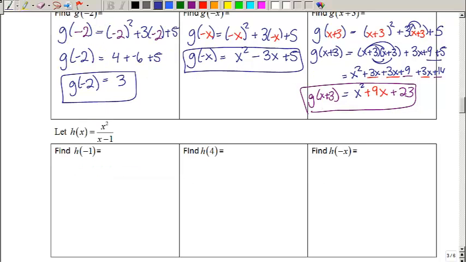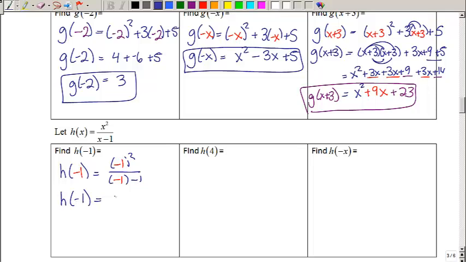Our last function, h of x, is equal to x squared over x minus 1. I'm first asked to find h of negative 1, so I use my original function, h of x, and then I come in and erase all the places where x is located, and I'd like to replace x with negative 1.